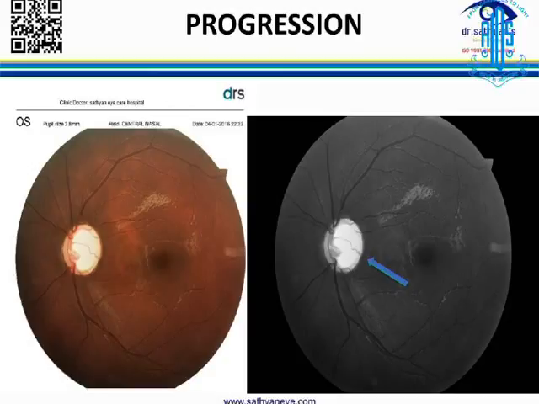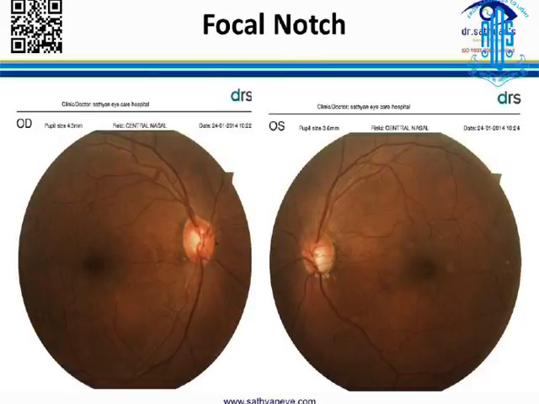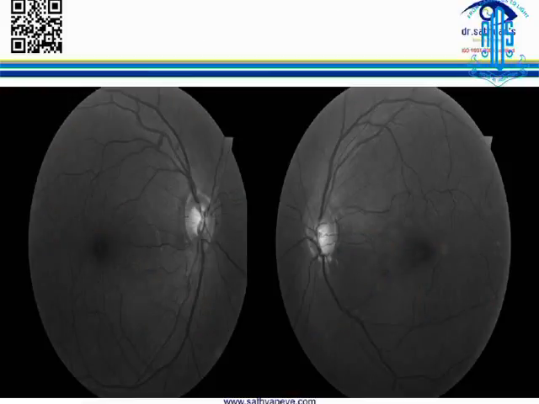You can see the very minimal enlargement of the cup, so you have to start the medication. This is a very small change, but it is very important. And the disc definitely has a little bit of asymmetry, and see the placement of the cup, and there is an inferior notch, that's a focal notch, and along with that you can see the RNFL loss beautifully picked up by this. You can see quite a huge RNFL loss.